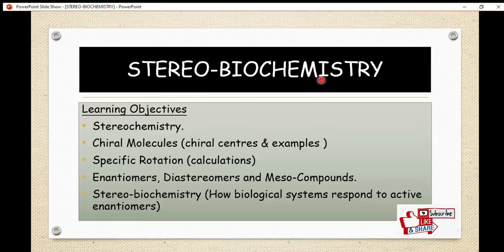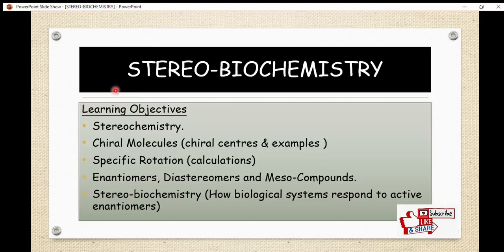Stereobiochemistry is how our biological systems in our body react to molecules when we take them inside our body. For example, when we take drugs, how this system reacts to those drugs and how the enzymes in our body react to those drugs. So it deals with specificity. They are all specific in nature due to stereochemistry.